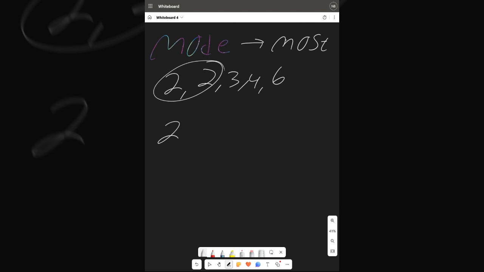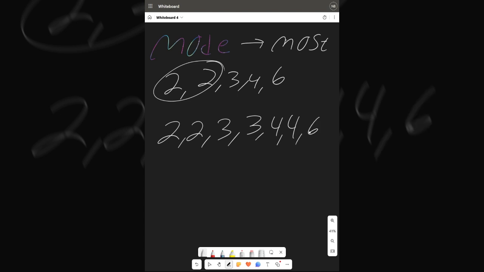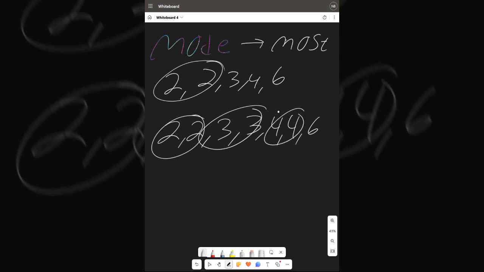If two things are tied, or more than two things, doesn't matter. So let's say things are tied for appearing the most often. Something like this. Hey, 2 appears twice, 3 appears twice, 4 appears twice. Those are all the mode. You can have multiple modes.